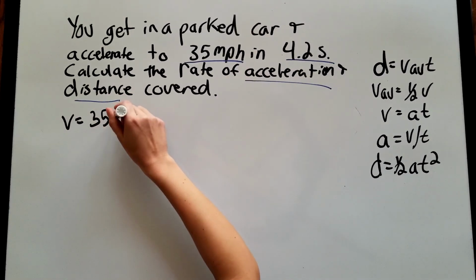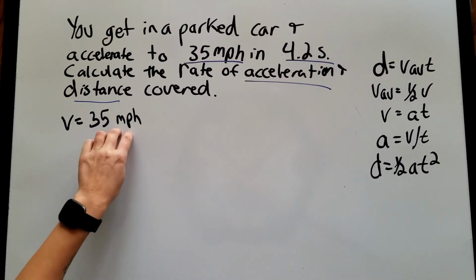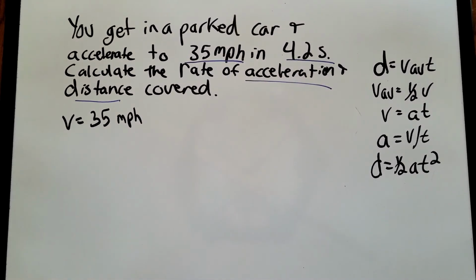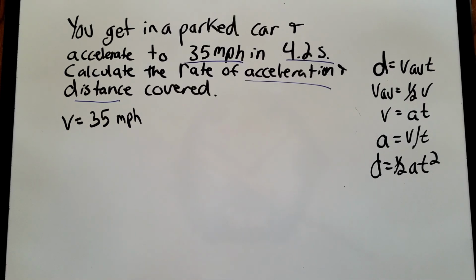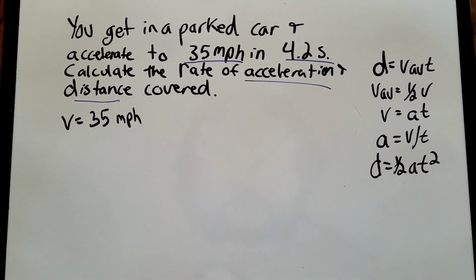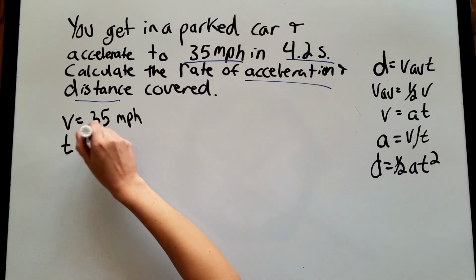The units are miles per hour, and we measure velocity, which is similar to speed. One's a vector quantity, one's a scalar quantity. We measure velocity in miles per hour, or in our case, in this course, we want it in meters per second when we plug it into these equations. So this 35 miles per hour, that's going to be my velocity. Next, I see 4.2 seconds. So 4.2 seconds is a time, so I'm going to label that with a T.